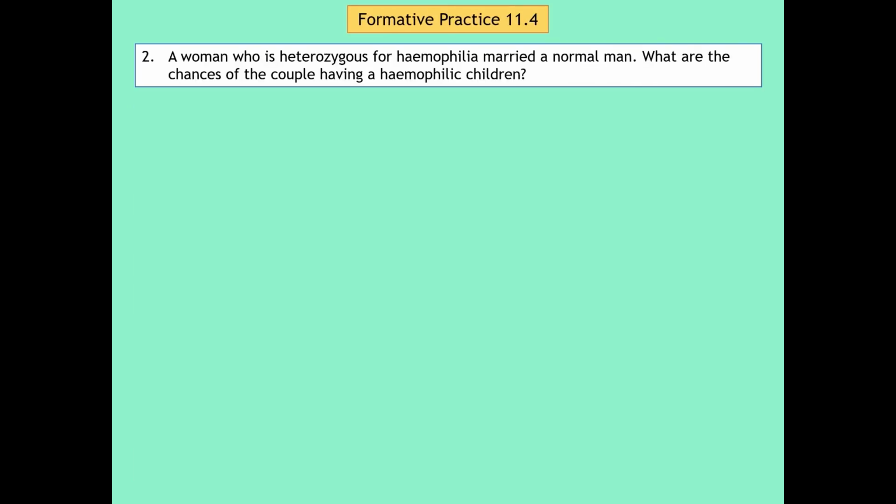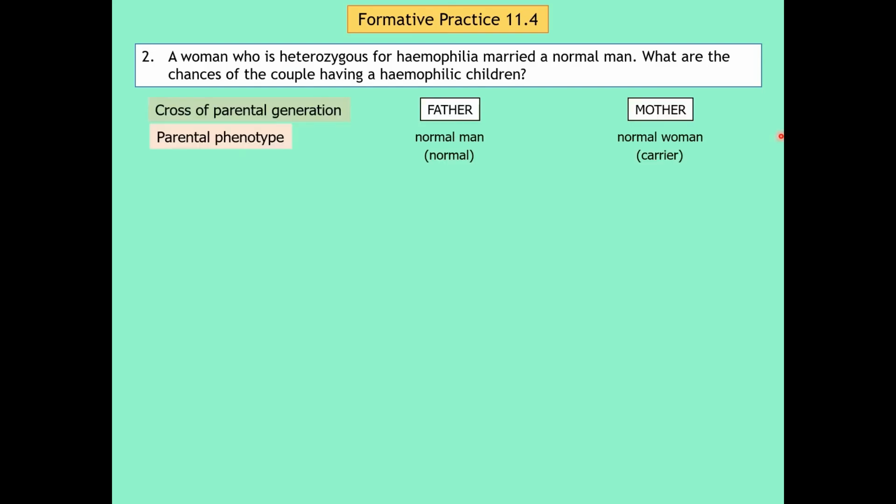Question number 2. A woman who is heterozygous for hemophilia married a normal man. What are the chances of the couple having hemophilic children? So we have to draw a genetic diagram. Father is normal. Mother is heterozygous for hemophilia, so the mother must be a carrier because one of the chromosomes carries the recessive allele and one carries the dominant allele.